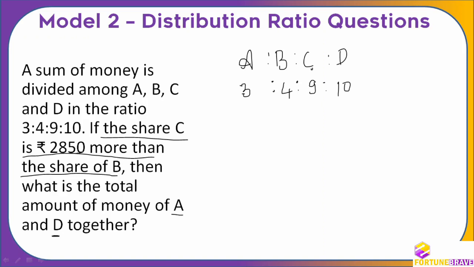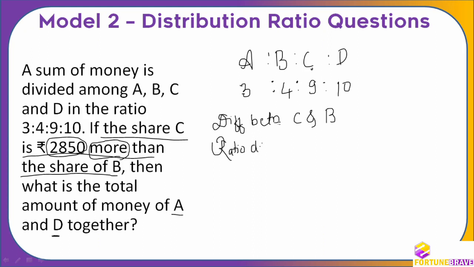So what is this 2850? This is the actual value. What actual value is it? It is the difference, because they are saying more. Whenever it is more or less, it is difference, my dear friends. Okay. So difference between whom? C and B.